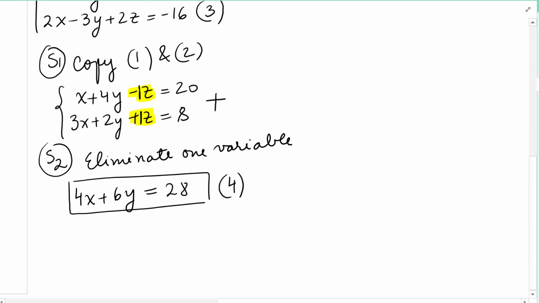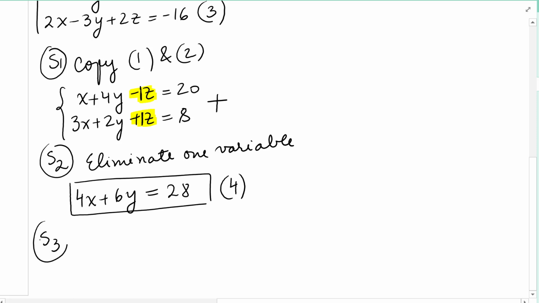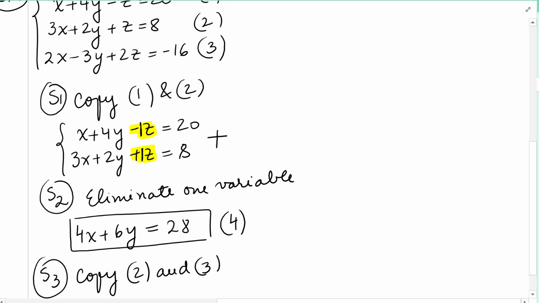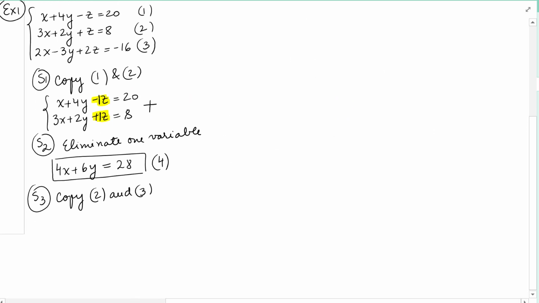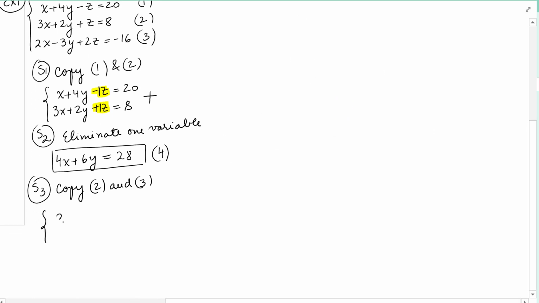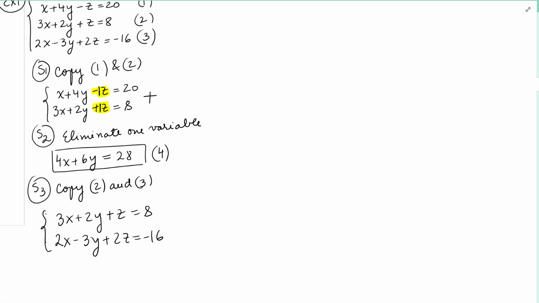Now the next step is step 3, copy equation 2 and 3. So let's copy equation 2. So 3x plus 2y plus z equals 8. And 2x minus 3y plus 2z equals -16. And here is the time when students ask me, can we copy equation 1 and 3? Yes, you can. We just use 2 and 3.